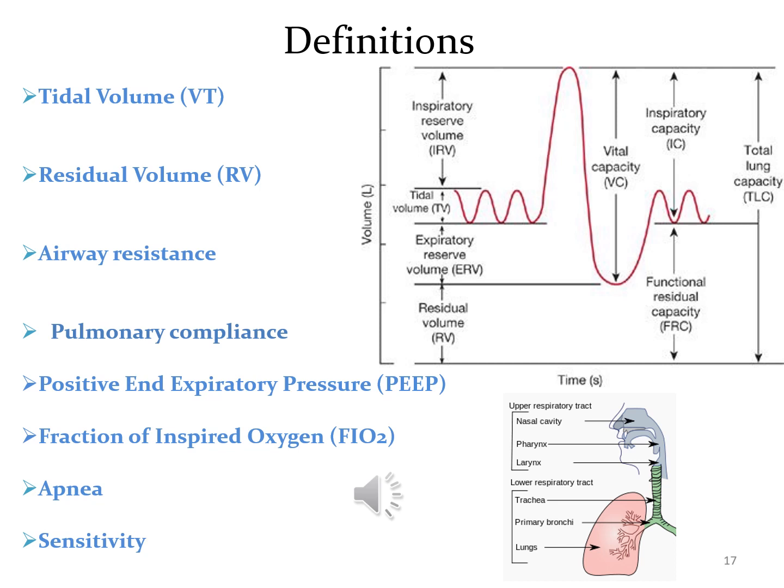Positive end-expiratory pressure, or PEEP, is the pressure in the lungs that exists at the end of expiration. Fraction of inspired oxygen, FiO2, the fraction of inspired oxygen delivered to the patient by the ventilator. Apnea, temporary absence of breathing. And finally, sensitivity, used to determine the patient's effort to initiate an assisted breath inspiration.